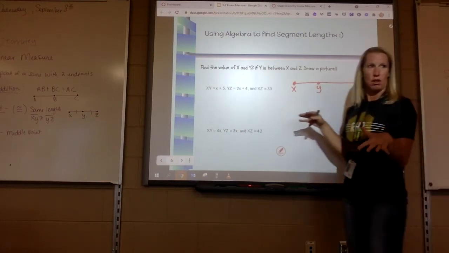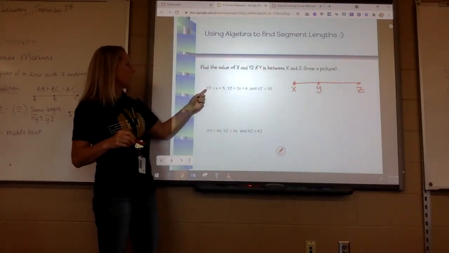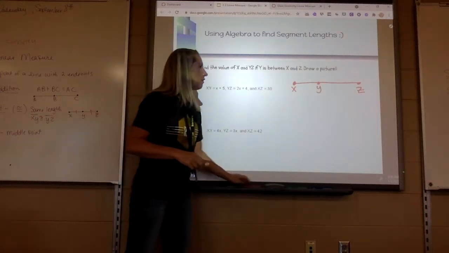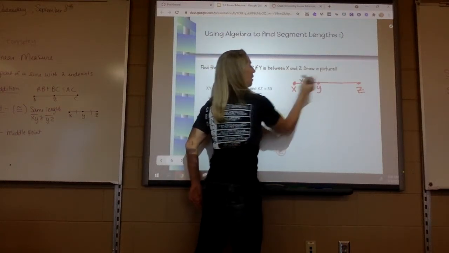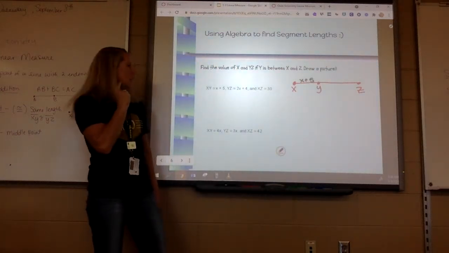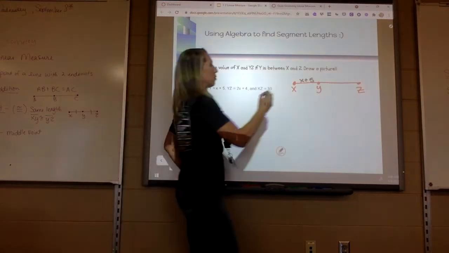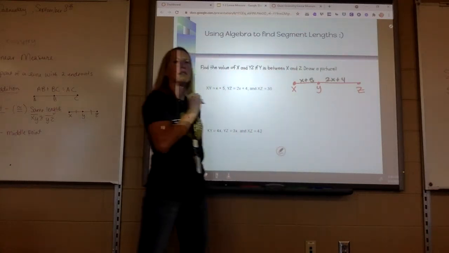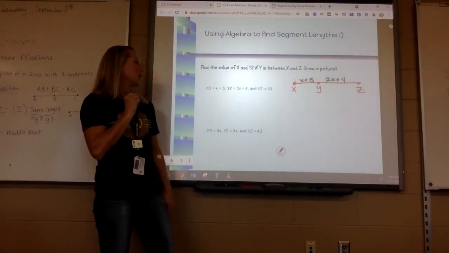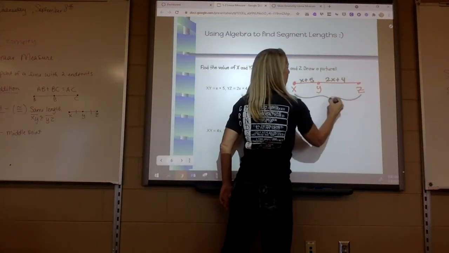You're going to do this on all of these problems. Then it tells us that XY has a length of x plus 5. So where XY is, I'm going to put x plus 5. Then it tells us that YZ is 2x plus 4. And then it says that XZ, the whole thing, is 30.